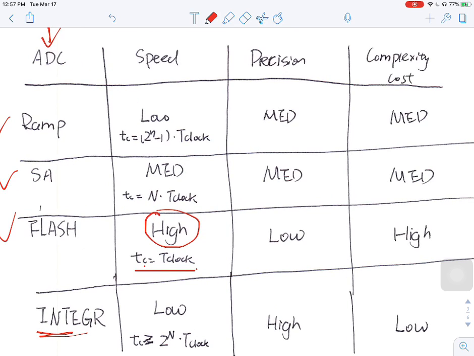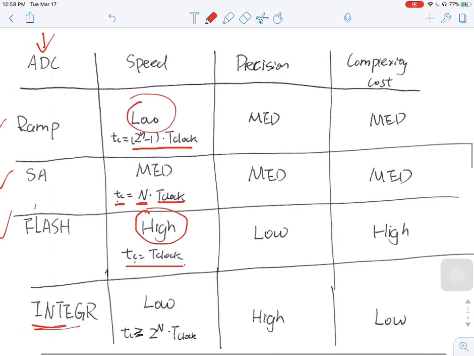If we look at the SA ADC, the speed is medium. The time needed to convert data is n times the clock time, where n is the number of bits. The more bits you have, the longer time it needs to convert data. And the ramp ADC needs the longest converting time, 2 to the n minus 1 times the clock time. So it's pretty slow.